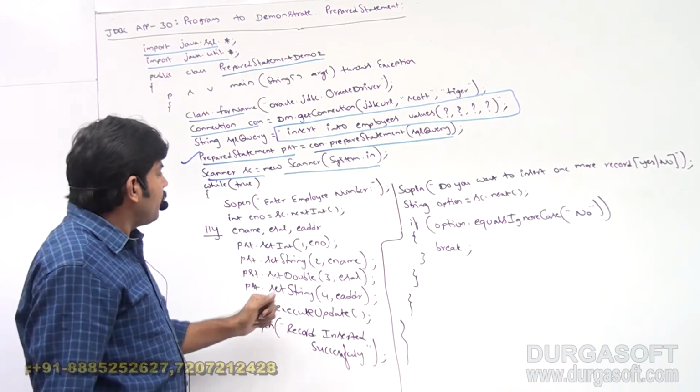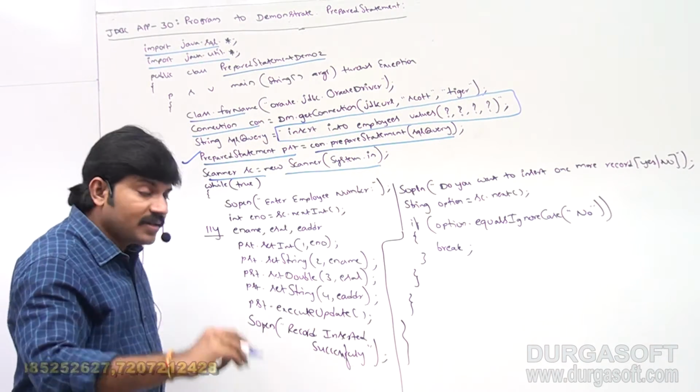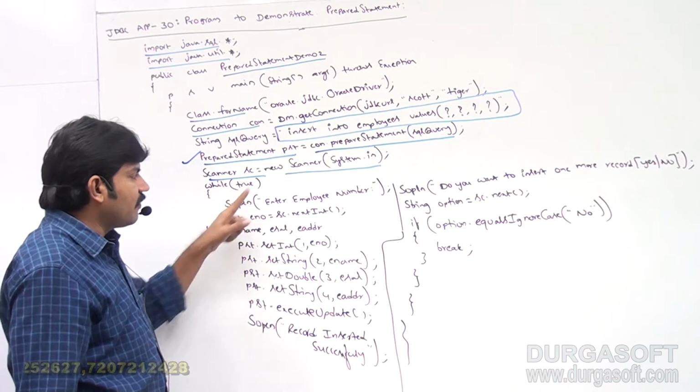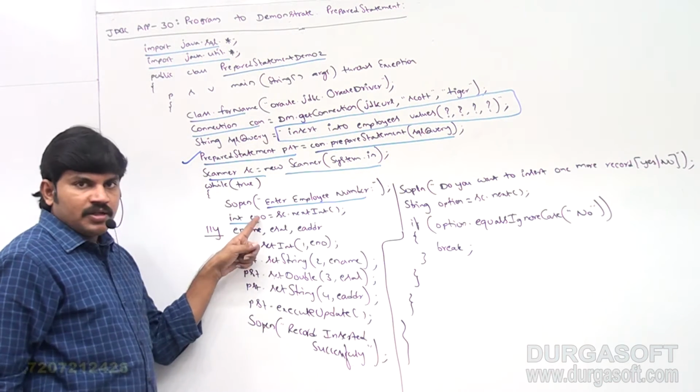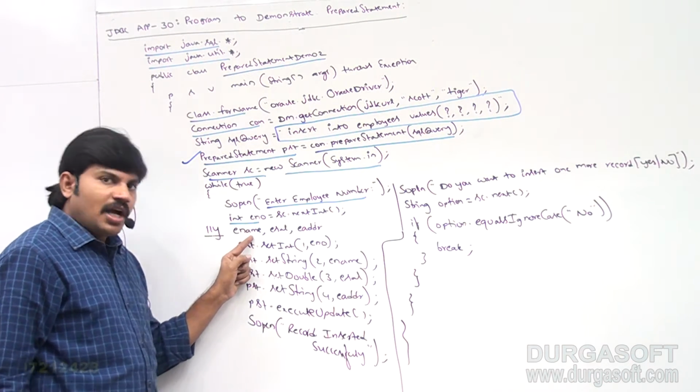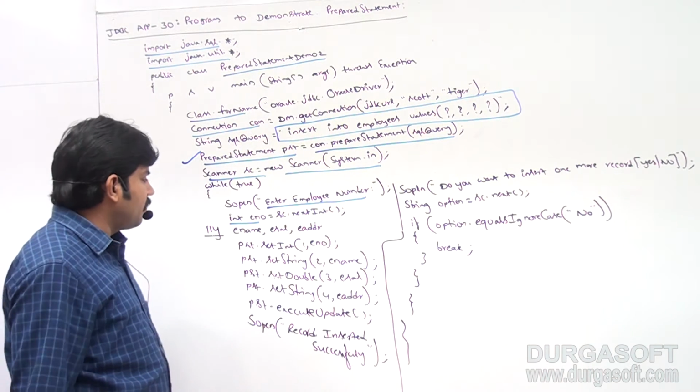Now I am going to start a while loop because I want to insert multiple records, until the end user enters no. While(true), enter employee number. Now I got the employee number. Similarly, I will read ename, esal and eaddress. You know the corresponding code, so not much explanation is required.